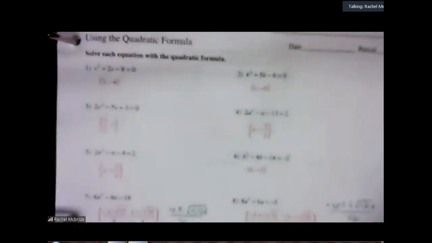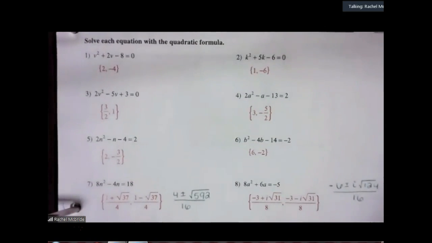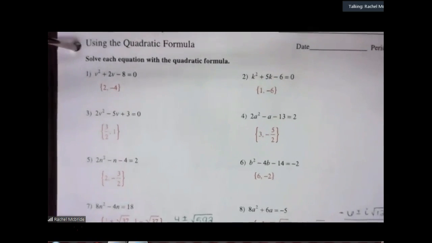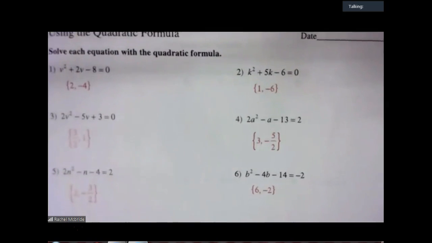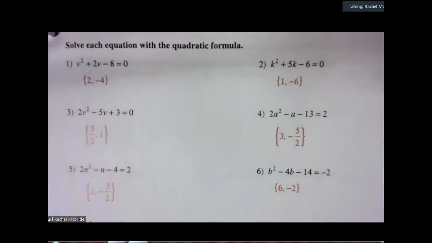Okay, and then for the next page, I'm going to put up all of the answers. I do have the work too, or if there's any of these you'd like to see, I will gladly do the work for that individual problem for you. So let's start with 1 through 6. Each of those were real rational solutions, no i's, no zeros. They all gave 2 real solutions.